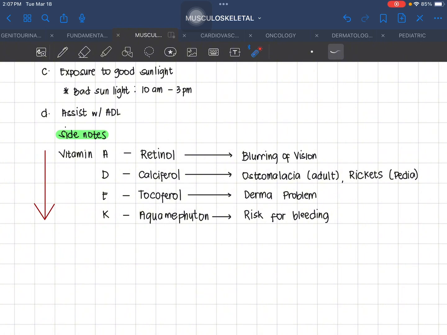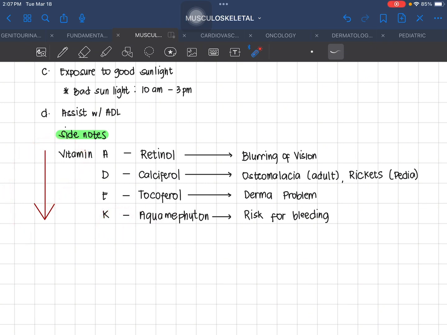So, may osteomalacia sa adults and rickets kapag sa bata. So, same lang naman ang meaning yun. Iba lang ang term kapag adult and pedia. Next is vitamin E o tocopherol. This is for skin. So, mga skin problem.